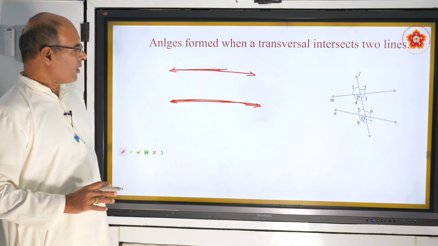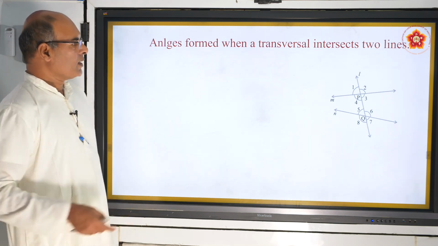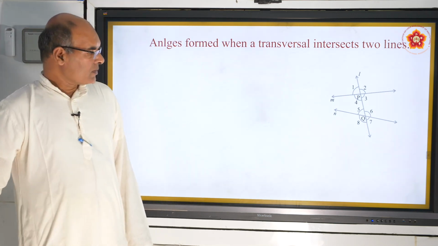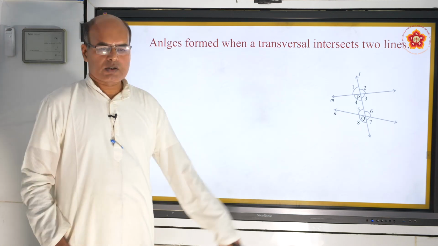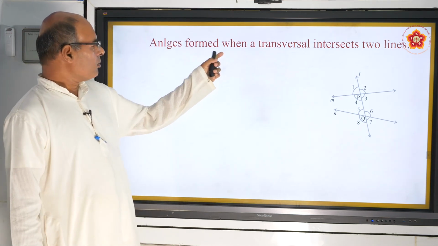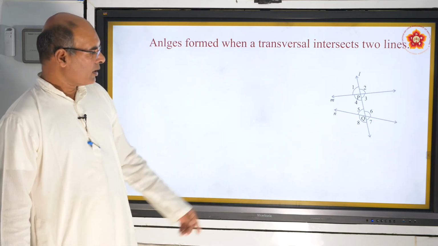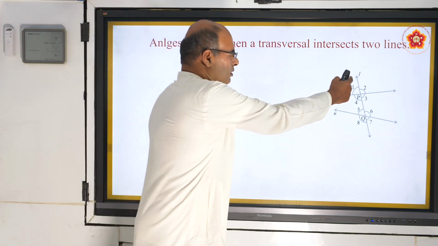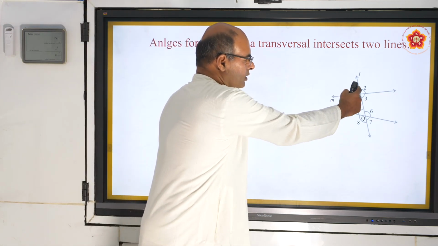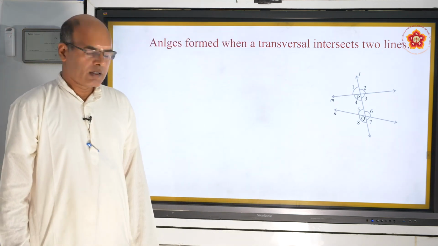To understand those postulates and axioms, we need to understand different types of angles when a transversal cuts two lines. So, angles formed when a transversal intersects two lines. Look here. For our convenience, the angles are named angle 1, angle 2, angle 3, angle 4, angle 5, 6, 7, 8 like that.